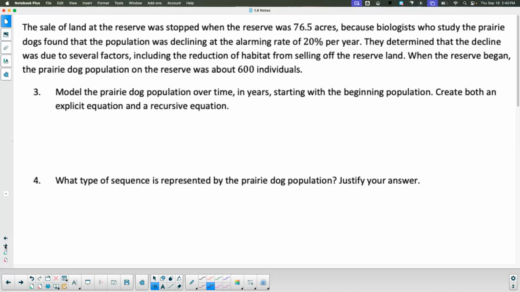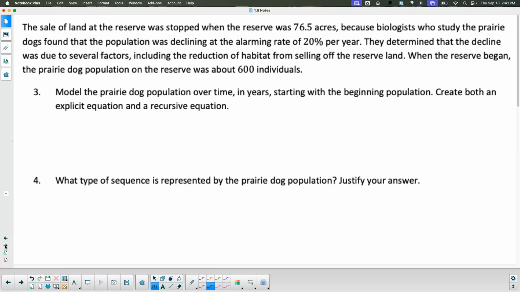Sale of land in the reserves was stopped when the reserve was at 76.5 acres because biologists who studied prairie dogs found the population was declining at an alarming rate of 20% per year. Were you supposed to do number 2? We did it already. It's an arithmetic. We actually did number 2 before we did number 1, just like here, we're going to talk about number 4 before number 3. They determined that the decline was due to several factors, including reduction of habitat from selling off the reserve land. When the reserve began, the prairie dog population in the reserve was about 600 individuals.